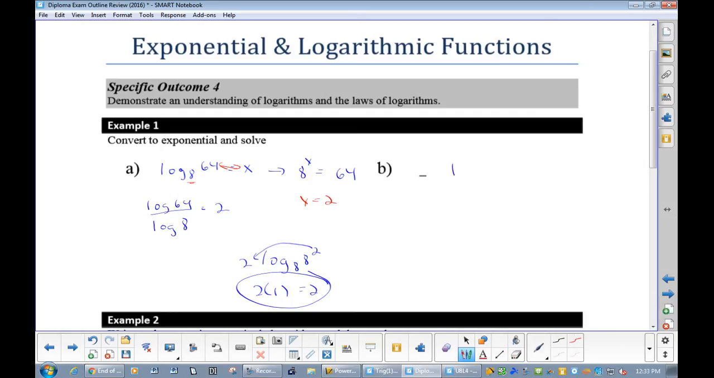Okay, now we have log 1/4 of 16 equals x. Now we can just put log 16 over log 1/4 in, right? We know that. And we will get the answer -2. We can also change this to exponential, because the base 1/4 would stay: (1/4) to the x equals 16.